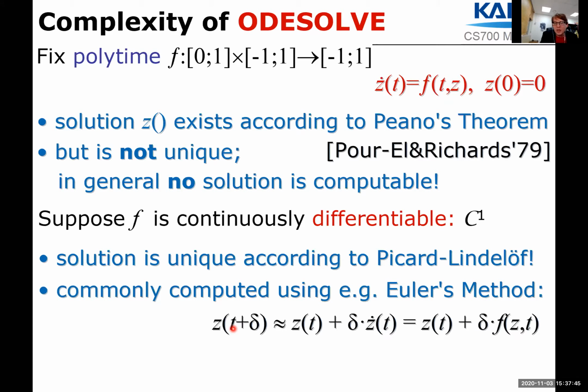But for now let's observe that we replace the derivative with a divided difference, z of t plus delta minus z of t, divided by delta. And that's an approximation to the derivative at z of t. Doing some algebraic manipulation gives rise to this, that this is an approximation to this quantity. And now for this, we can apply the right-hand side, replacing the derivative z dot of t with f of z comma t.